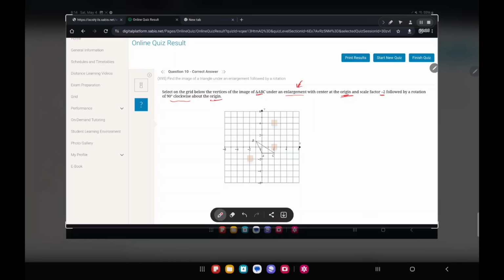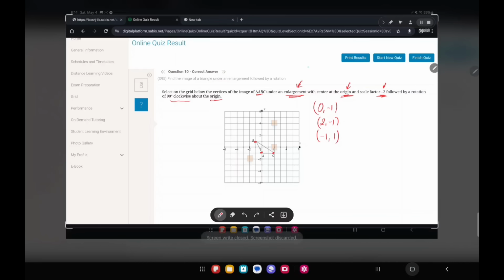Always, I tell you, when working with these types of questions, write down your 3 points that you want to transform. My first point is 0, negative 1. Second point is 2, negative 1. And negative 1, 1. These are my first 3 points. I have to enlarge them with a center at the origin with scale factor negative 2. Since it's at the origin, all you have to do is just multiply the scale factor by every x and every y.